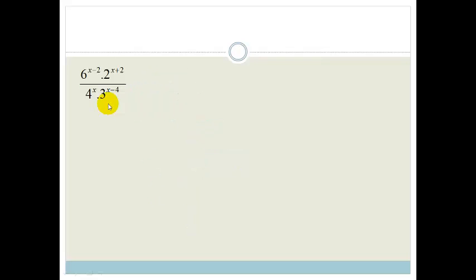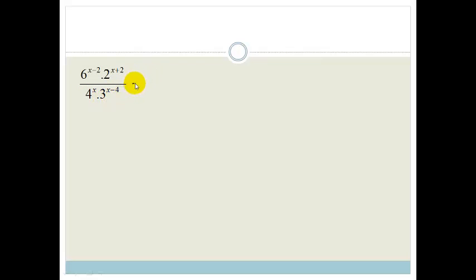Let's do another example. Here we've got a slightly more complicated version, because you will see that we've got different bases. We've got 6 to the x minus 2, 2 to the x plus 2, 4 to the x minus 3, and 3 to the x minus 4. And the trick is to try and get everything to the same bases, and if we can't, then at least try and get similar bases for as many things as possible.